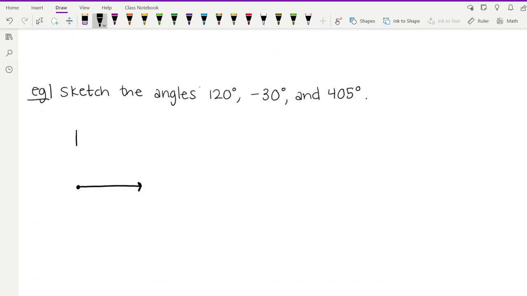So this would be 90. It's not 90. It's going to be 30 degrees more. So probably something like this. That might be a little big, but it's roughly correct. So this would be 120 degrees.